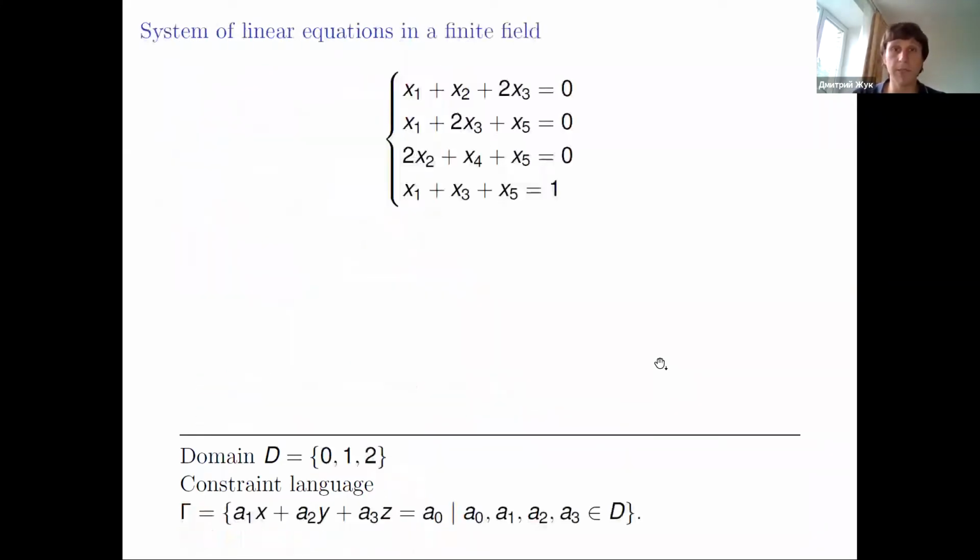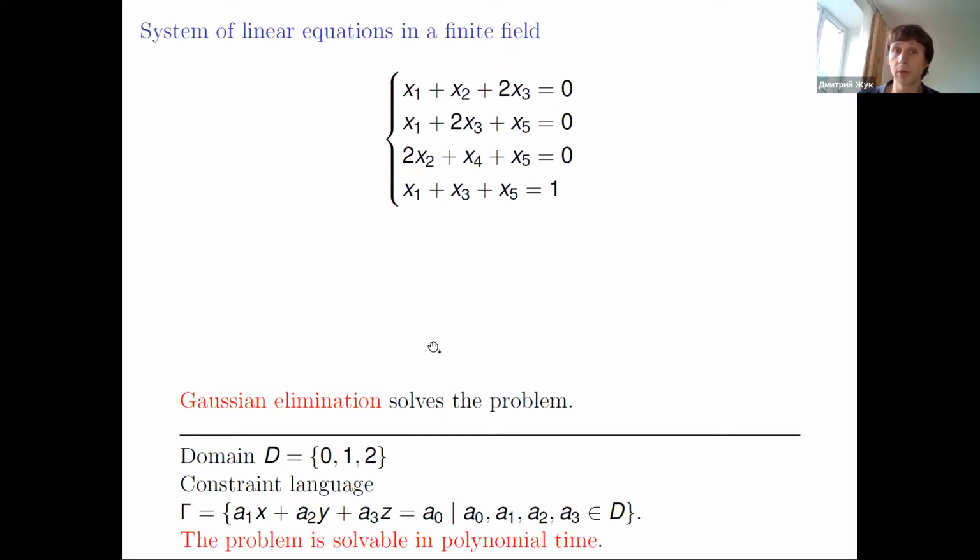Okay, next example. Consider a system of linear equations. For example, here we have three elements in our domain: 0, 1, 2. And in our constraint language, we have just equations with three variables. Then the constraint satisfaction problem over this language is just a system of linear equations. We know that Gaussian elimination can solve this problem, and we know that this procedure is efficient. So we can efficiently solve this problem, and this means that it is easy, solvable in polynomial time. Again, for this constraint language, the constraint satisfaction problem is easy.